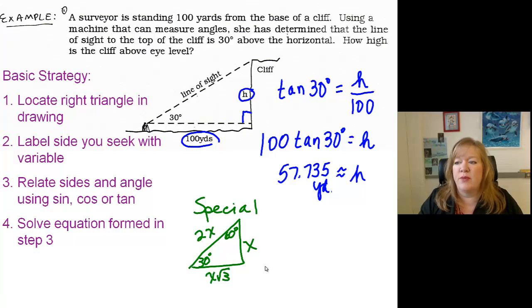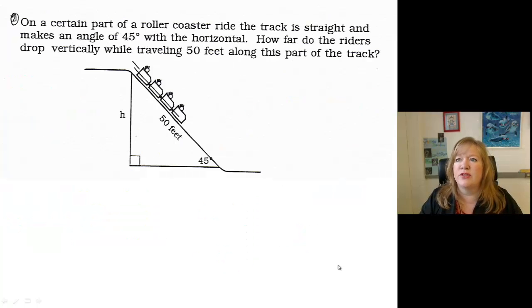So if we start out with 1, 2, square root of 3, and we know that x square root of 3 is 100, then we divide both sides by the square root of 3, and you would find that 100 divided by the square root of 3 is approximately 57.753. This is the exact answer. 100 over the square root of 3 is the exact answer. That's the decimal. That's the approximate. All right, so let's look at this one.